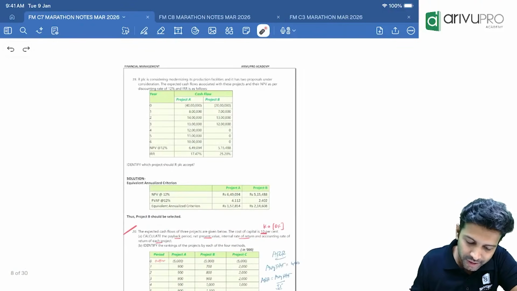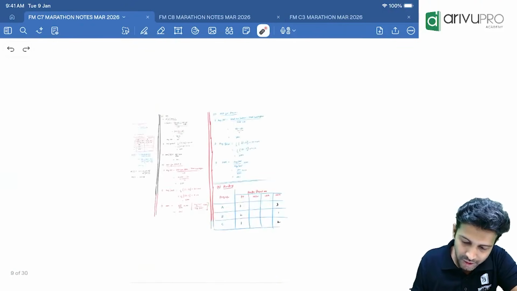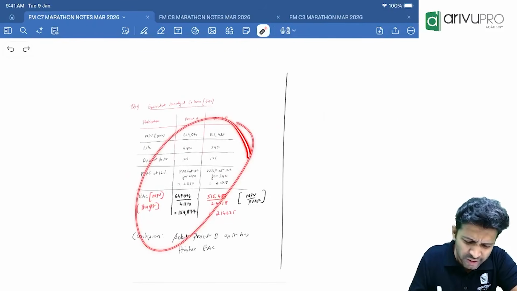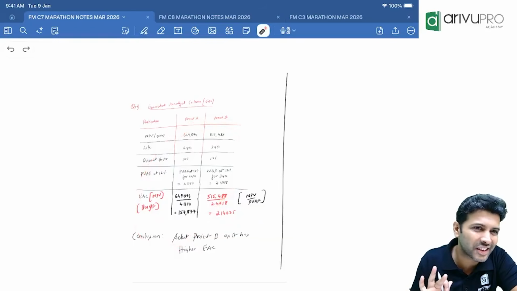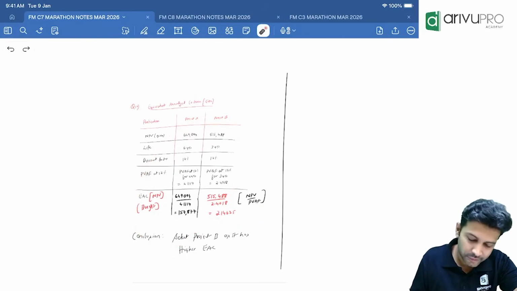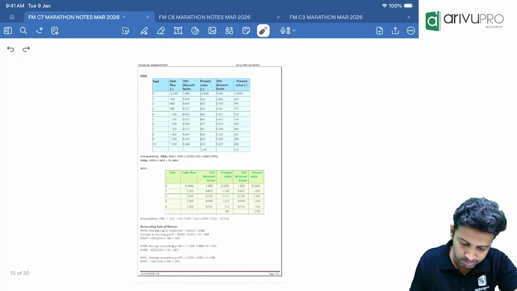Now this question. Next. EAC you already know, people. I don't think I have to waste time on EAC. But remember, EAC can be on the cost angle or on the benefit angle. So just watch out for that.